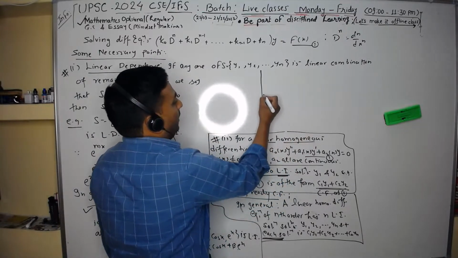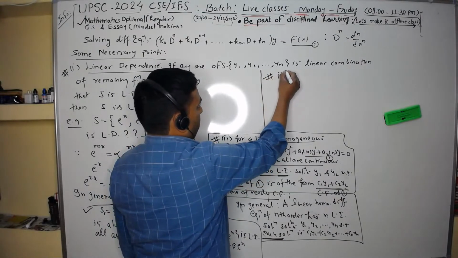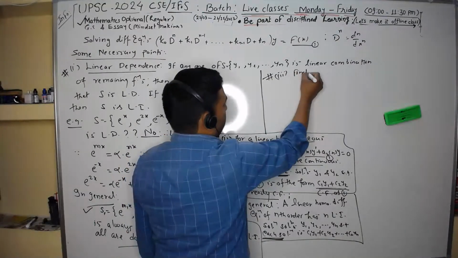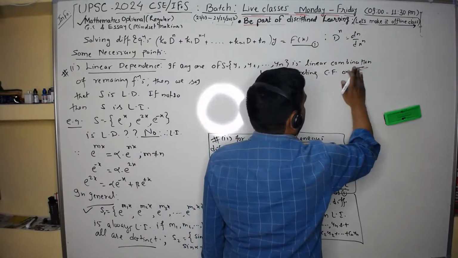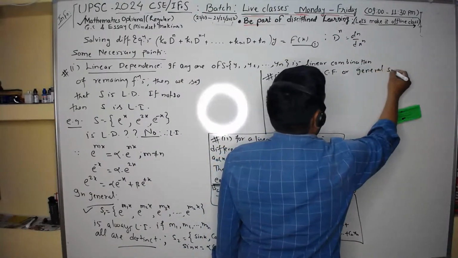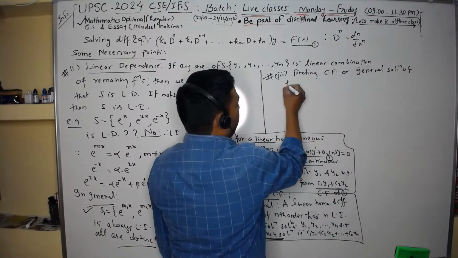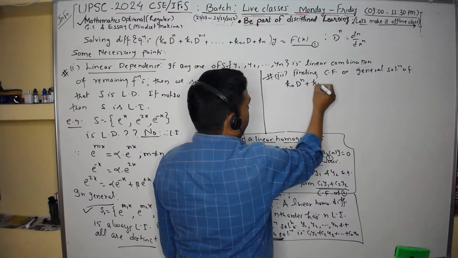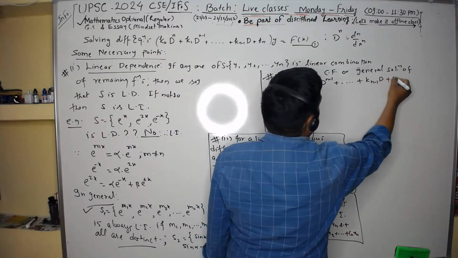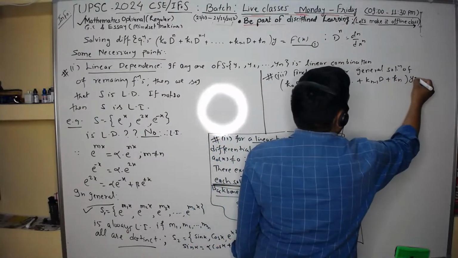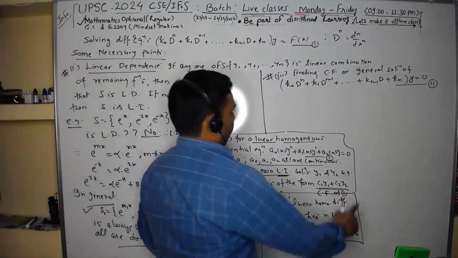Let's move ahead. Now write the third point: finding, write a heading please, the complementary function or general solution of k0 D^n plus k1 D^(n-1) plus ... plus k(n-1) D plus kn of y equals 0. Let this be equation 2.